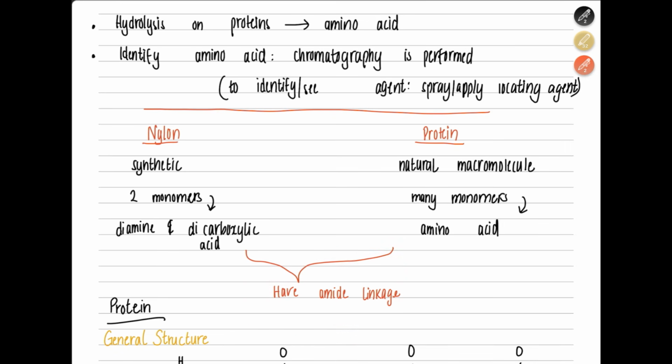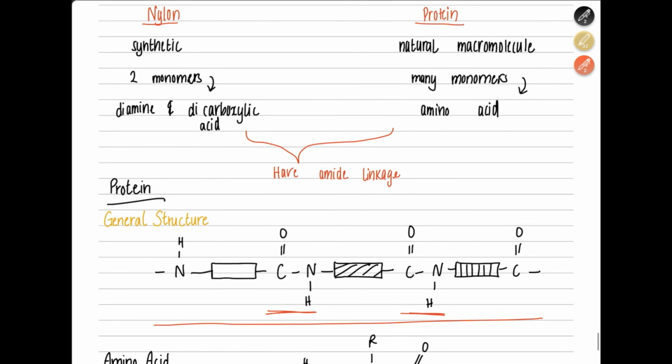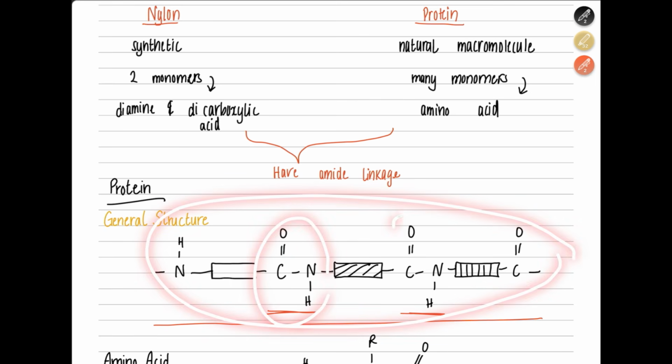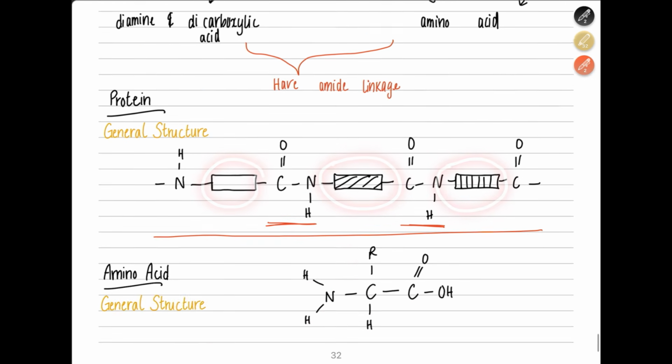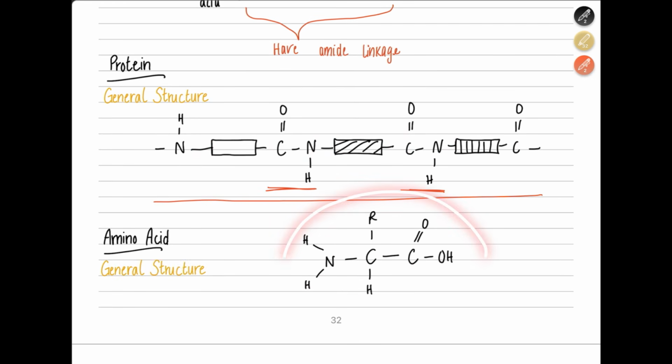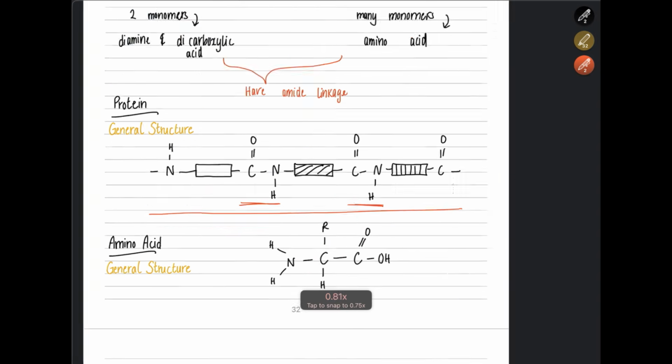That's their common thing. The general structure of protein is this. So you have C double bond O NH, the amide linkage, in the center. These depend on the amino acid used. The general structure of an amino acid is this. You have carbon in the center attached to hydrogen. On one side you have C double bond OH, and on the other side you have NH2. And then you have an R group, which is specific for every kind of amino acid.